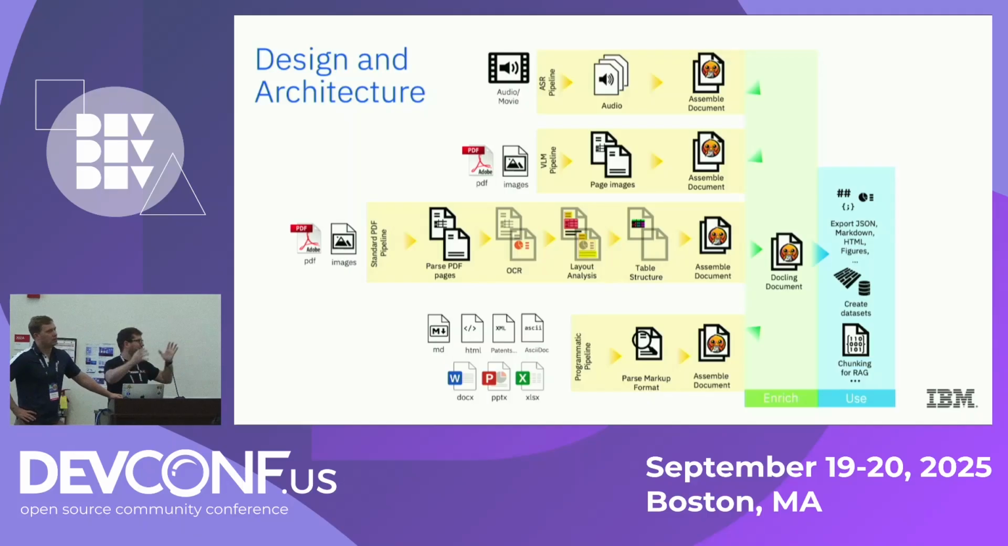That's the right side. On the left side, what is actually interesting to see is that depending on the input type, we can really automatically choose one or the other pipeline for processing the document. In the simple case, like a Word document or PowerPoint, we can really just read all of the content out.